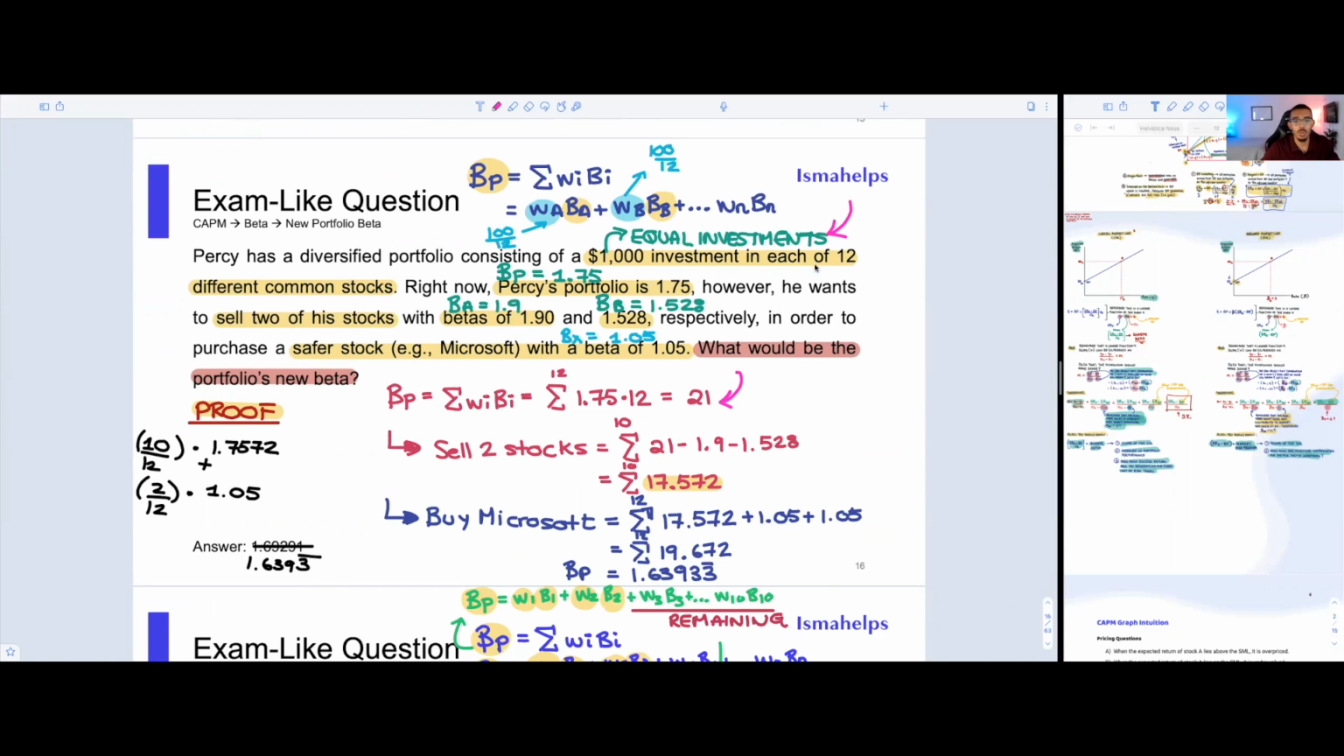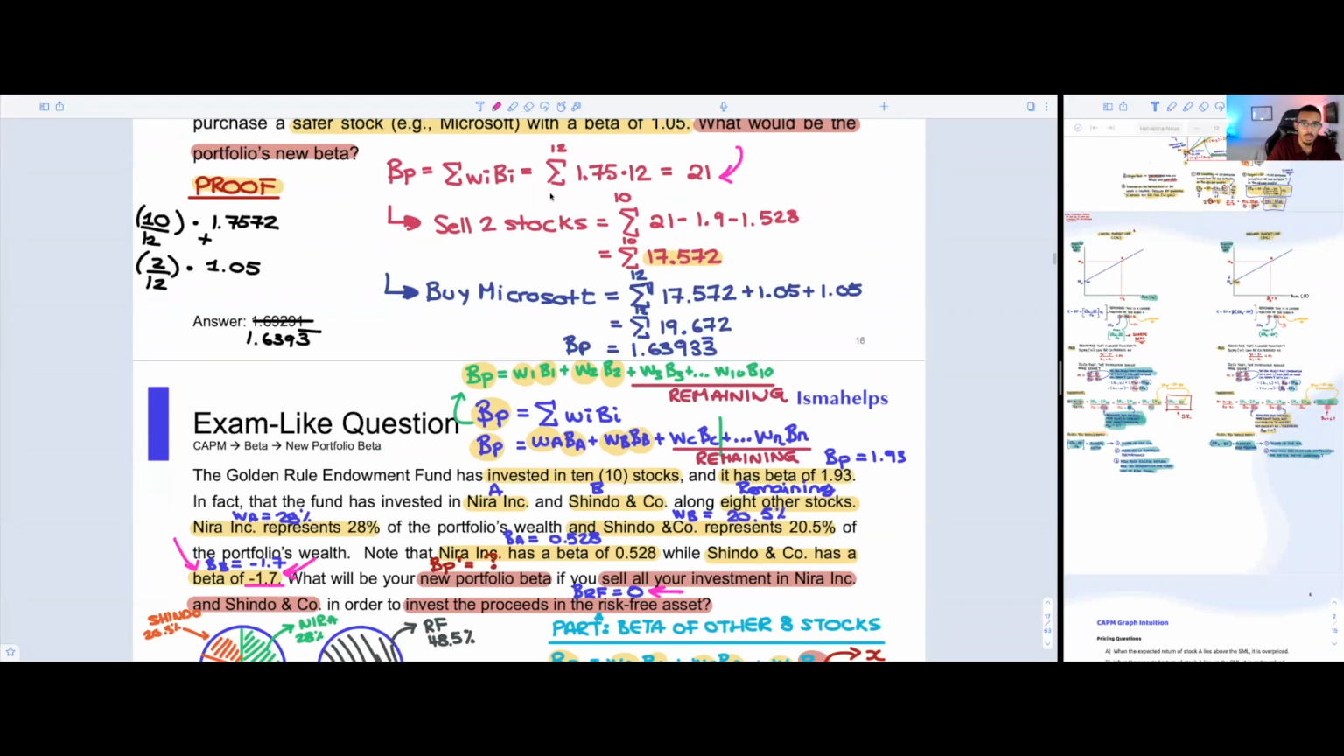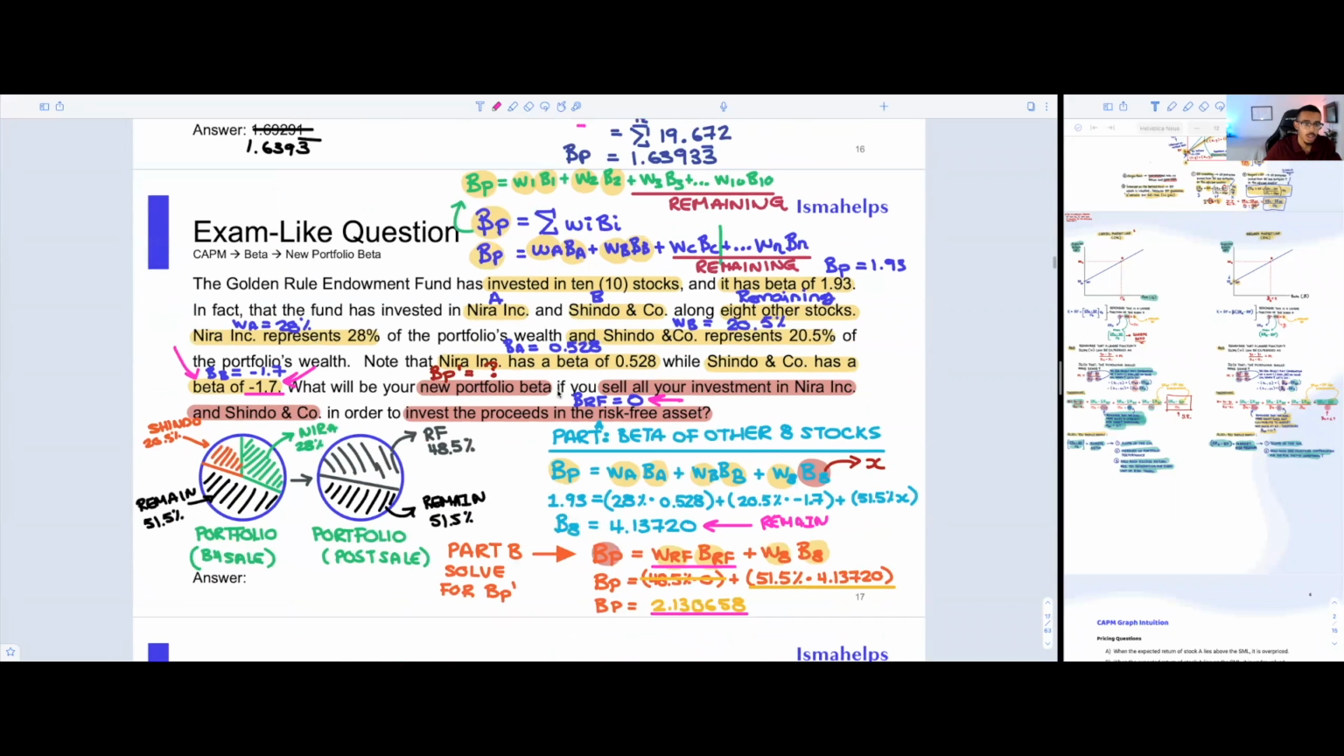The reason why we couldn't use that same technique is simply because in this question, our 10 stocks weren't equally distributed. We had 20.5% in Shindo, we had 28% in Nero, then we had 51.5% distributed among 8 different stocks. We do some quick math, that's about 5.1 or 2% per stock. So clearly they're not equally distributed, and for that reason, you can't use that tour de passe-passe, or that magic trick that I like to coin so well.